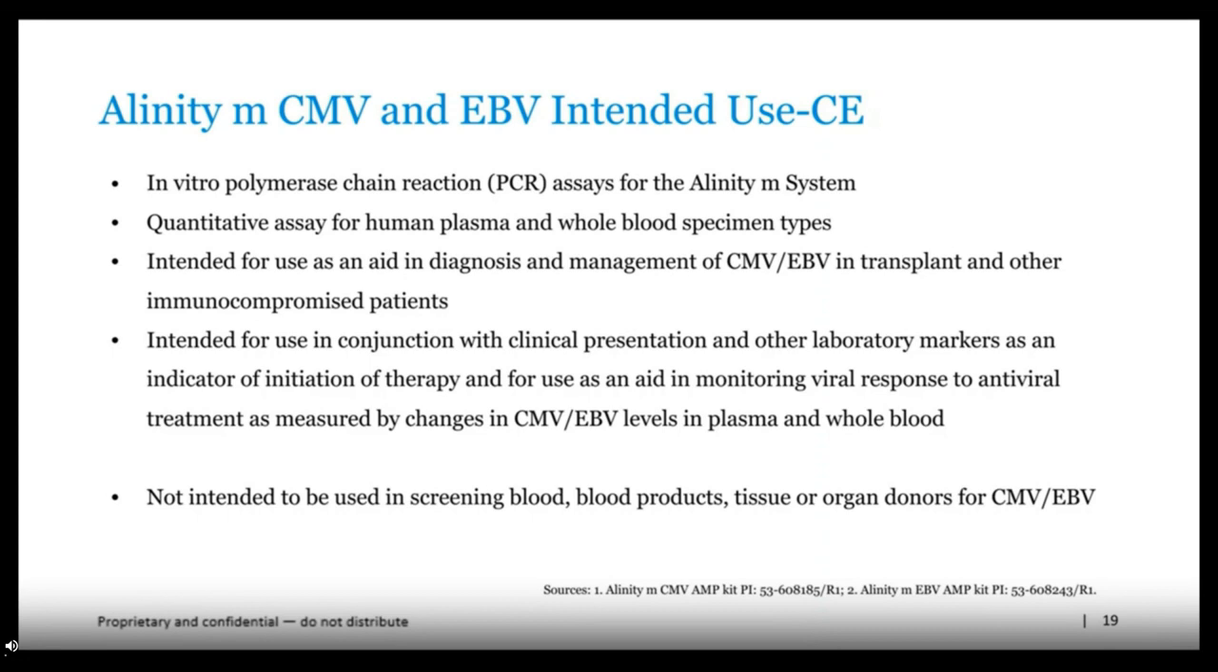The intended use is in conjunction with clinical presentation and other laboratory markers as an indicator of initiation of therapy, and for use as an aid in monitoring viral response to therapy, as measured by changes in viral load in either plasma or whole blood. Neither test is intended for use in screening blood products, tissue, or organ donors for either virus.